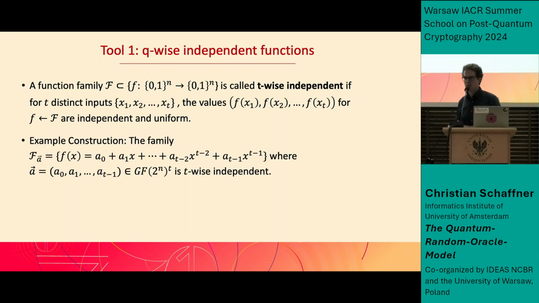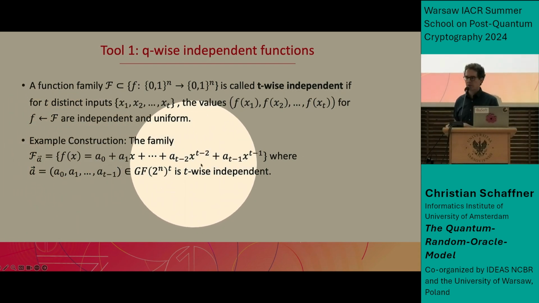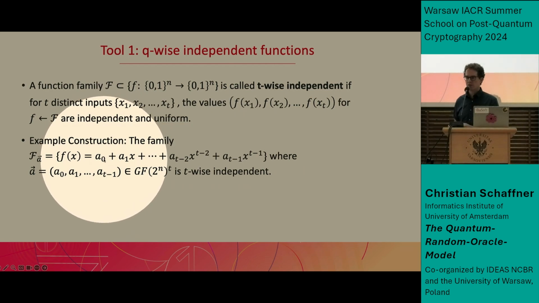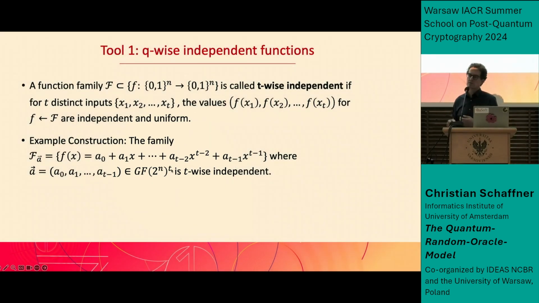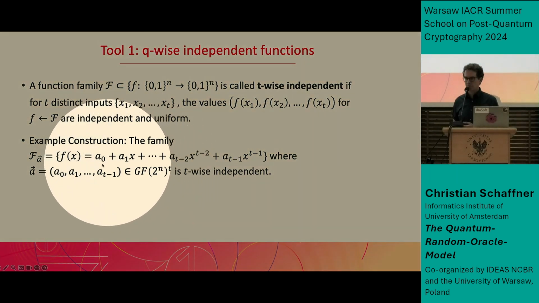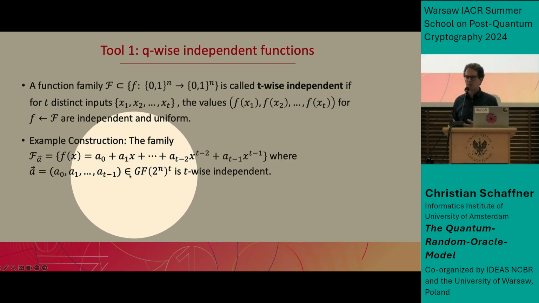Here is an example of such a smaller family. You can basically just take polynomials. If you take the family given by polynomials where you pick the coefficients a0, a1, up to a_{t-1} as elements of the field F_{2^n}, and you take t of those, then, as you can easily convince yourself, this family is t-wise independent. In order to determine all the coefficients of such a polynomial, which has degree t minus 1, you need t points. There are t values that you need to determine.